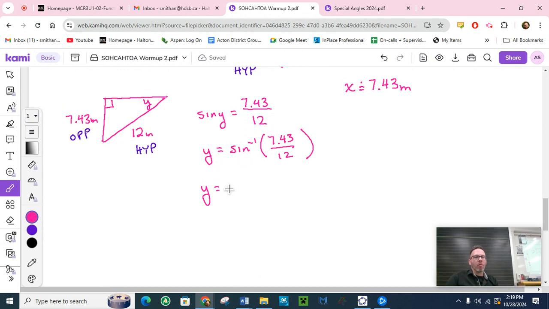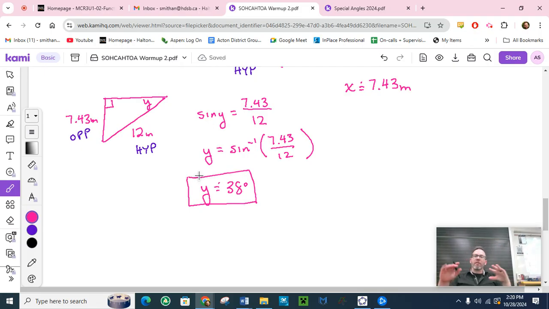More blank stares than normal. Let me try that again. 7.43 divided by 12. Inverse sine. 38.3 degrees. What are you guys getting? Oh, okay. I should have just said 38 then. Okay. We'll just say 38. Okay, we're all good. All right, another double triangle problem.